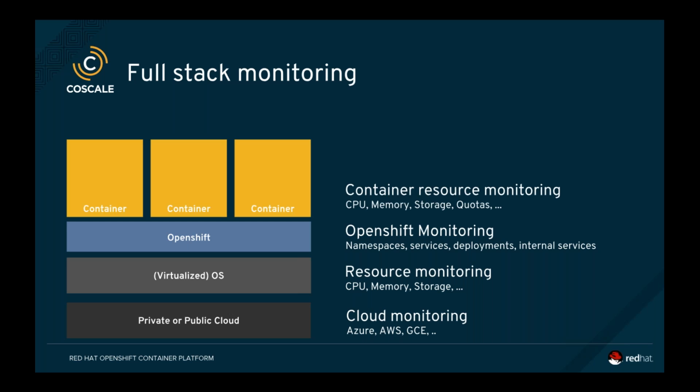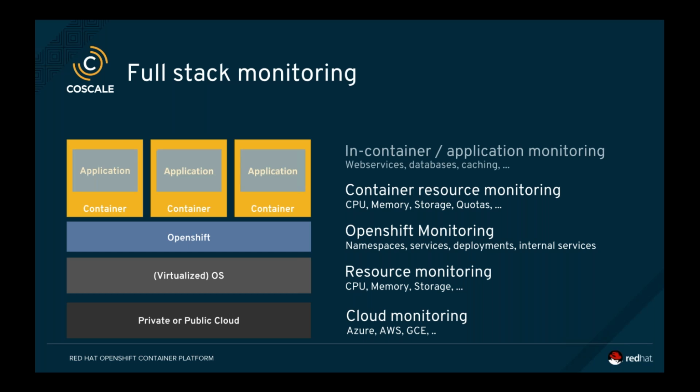Now, of course, on top of OpenShift are then the containers. From there, we also get a lot of resource data, CPU, memory, storage, quotas, and so on. And then within the container, of course, you have your applications. Now, Coscale has built a lot of integrations for web services, databases, caching tools. And we look at a lot at Red Hat OpenShift for that, what are they using, so that our customers can get the most insight into their containers as possible.